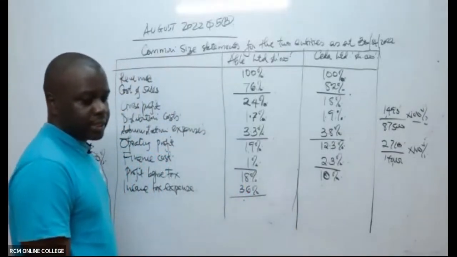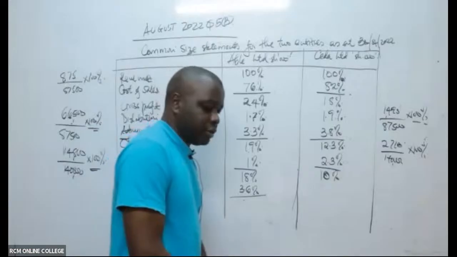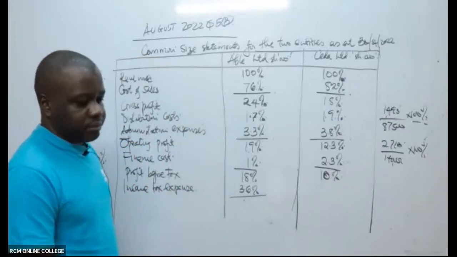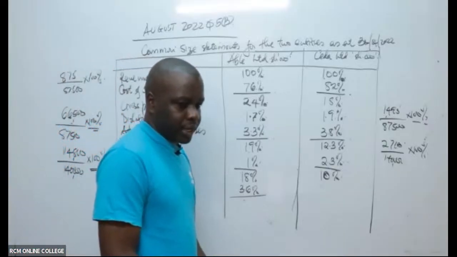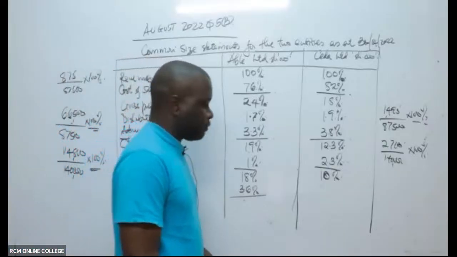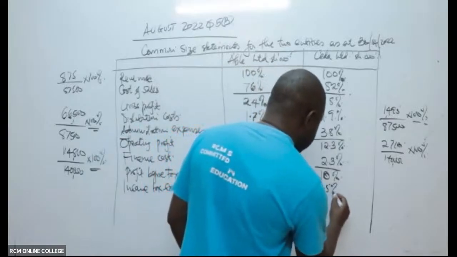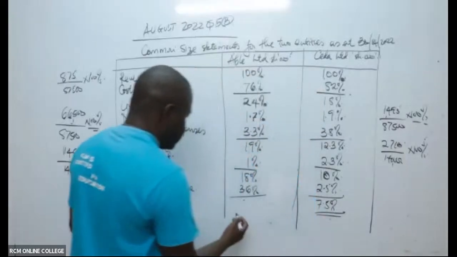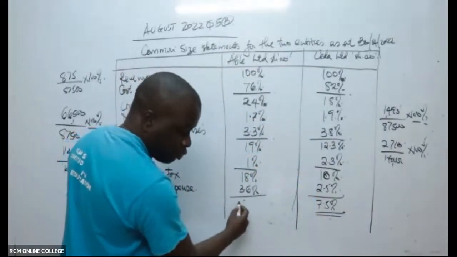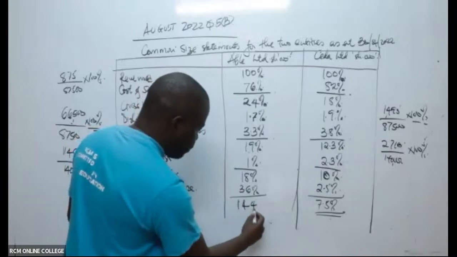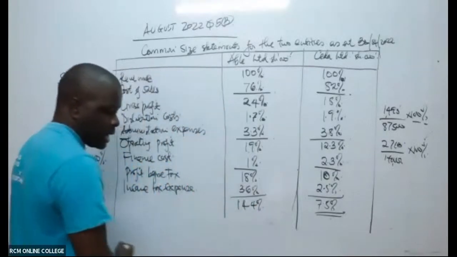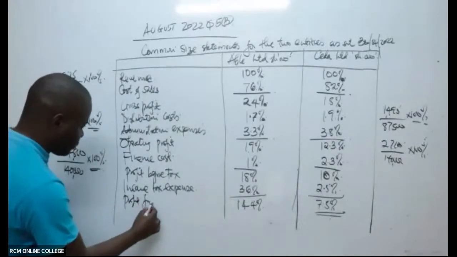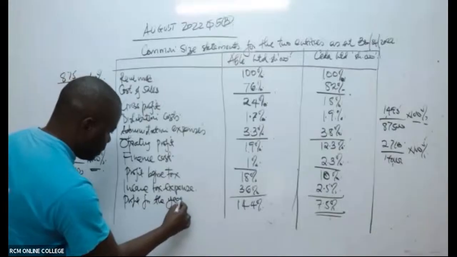What about for Cx? You take 3.5 divided by 87,500. You are getting 2.5%. So this will be able to get 7.5%. This one will be able to get 14.4%. So this becomes the profit for the year.